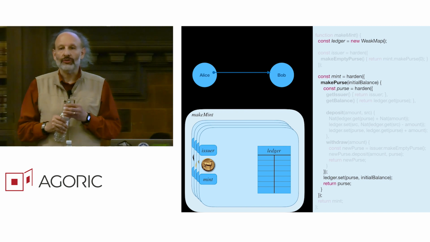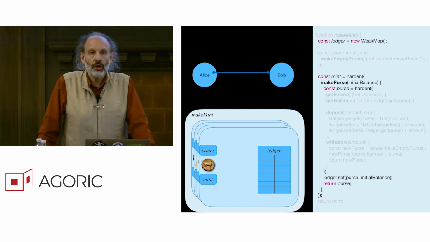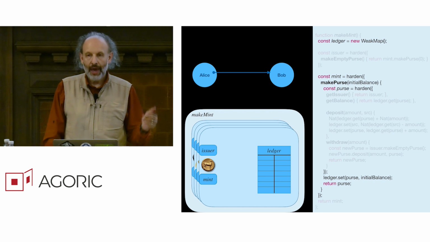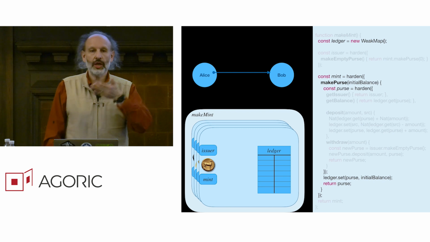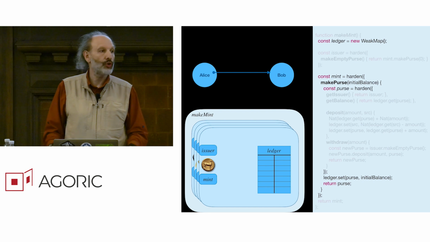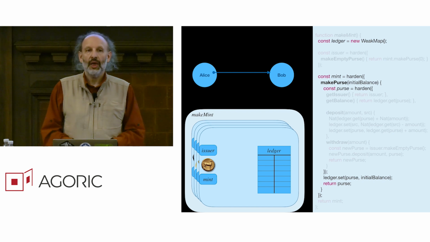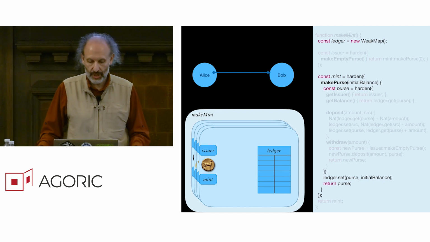Where do new units of currency come from? The mint has a method called makePurse that creates a purse object and registers the purse object in the ledger associated with its initial balance. Now, this ledger is not the normal blockchain ledger. This is an object table. This is a table indexed by object identities. There's no public keys here. At this level of abstraction, we don't see any cryptography. We just see symbolic object computation.